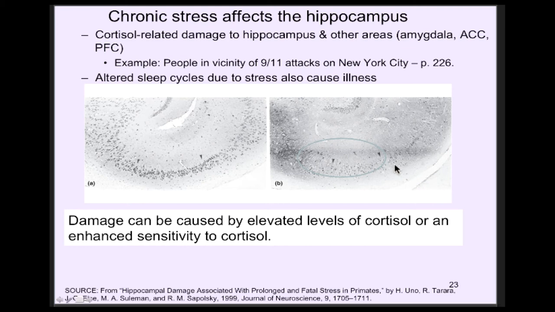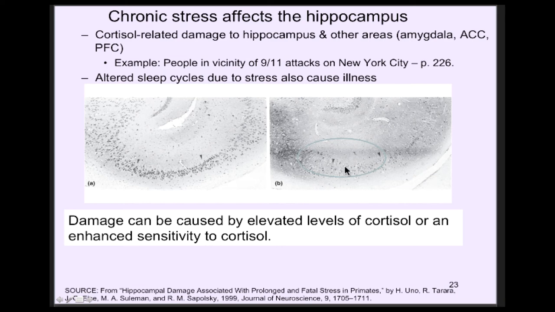So let's take a look at how chronic stress affects the hippocampus. And so we're looking at cortisol-related damage to the hippocampus. And we can see here, for example, in slices of monkey brain, that the dark dots here are all neurons in the hippocampus. And in an animal that has been subjected to high amounts of stress, we can see that there are fewer of the neurons in the hippocampus. And so that's an example of the types of things that we see.